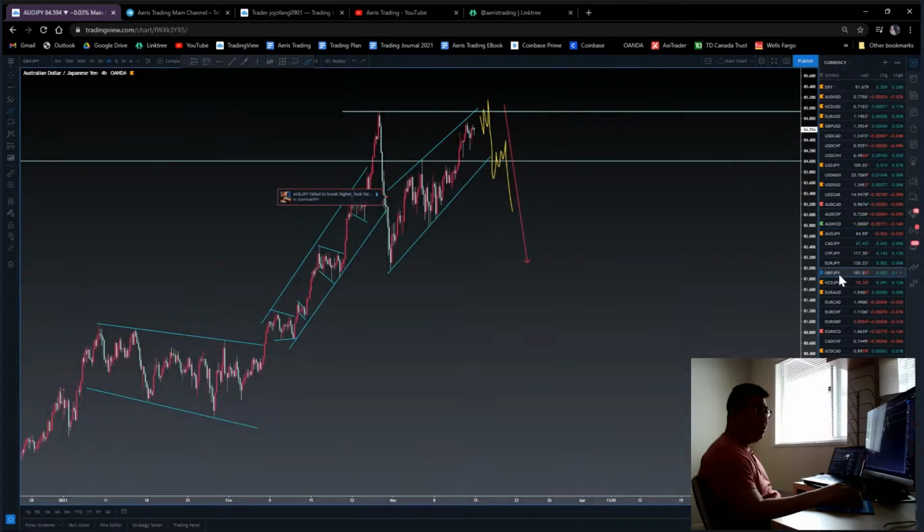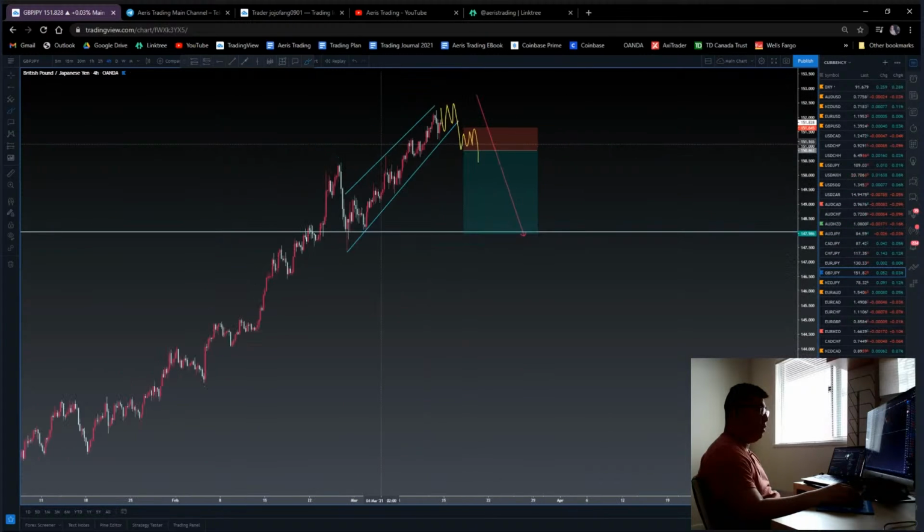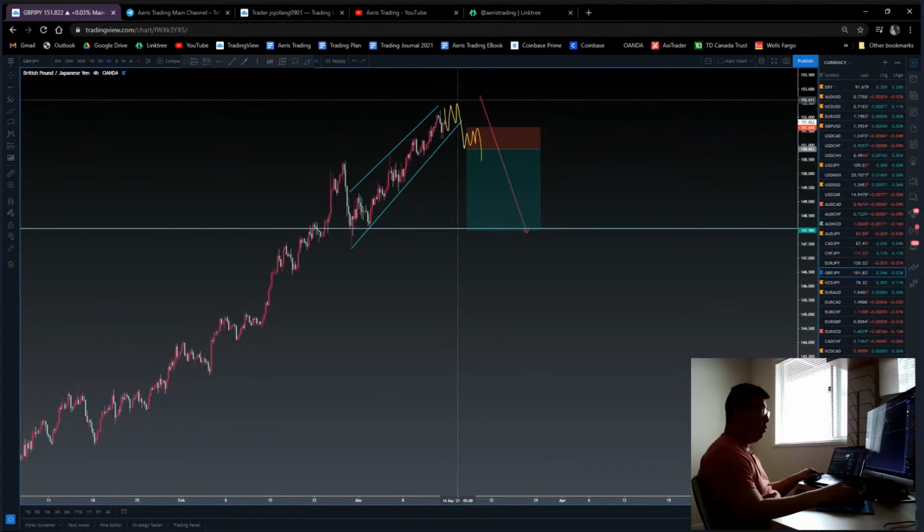So let's continue. I want to talk about Pound Yen first. A lot of you guys have been talking about Pound Yen here. So what's my approach at Pound Yen? Well, nothing happening here yet, right? There's no buy or sell anything yet.